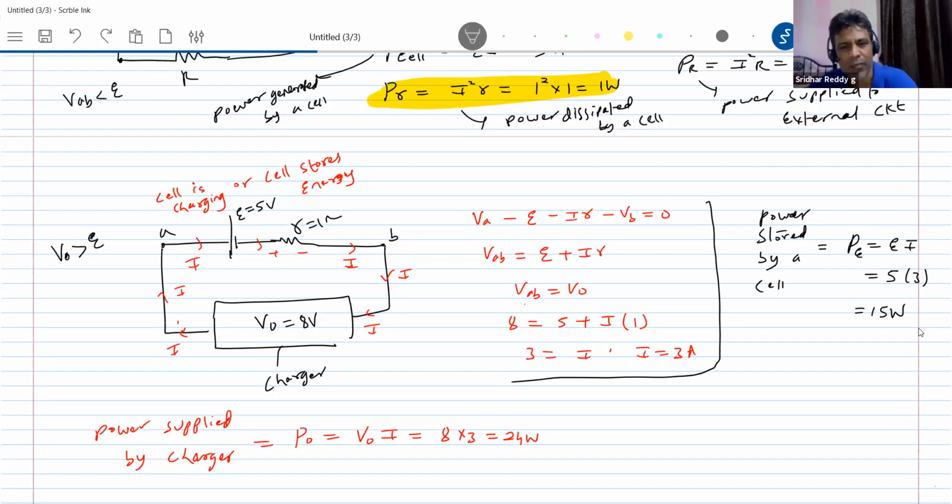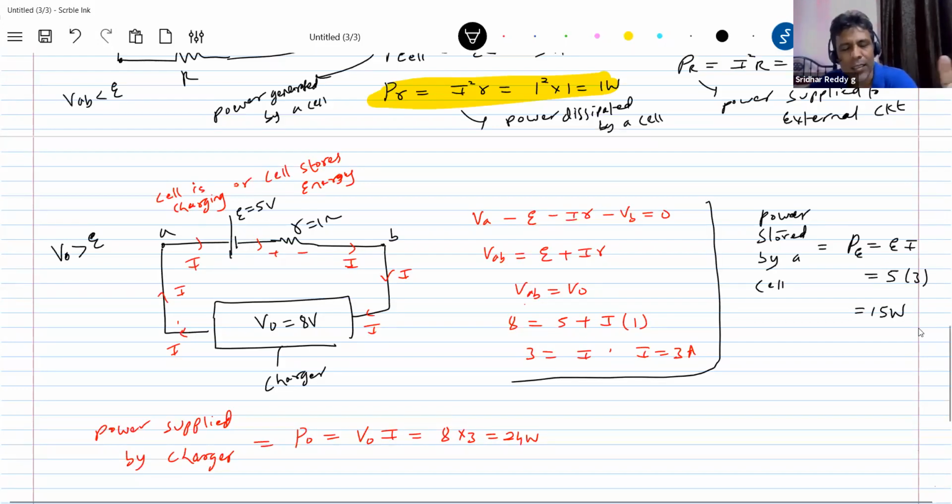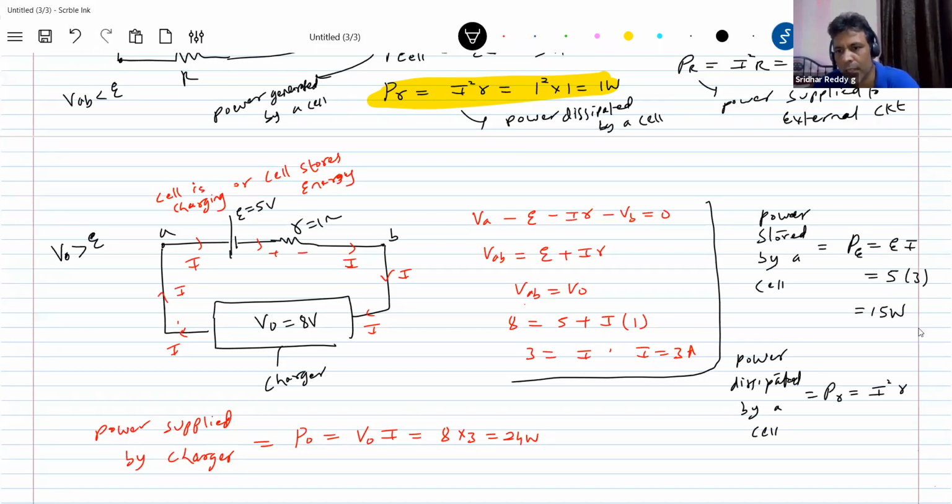Where did that 9 watt go? The 9 watt is eaten by the cell itself. So power dissipated by a cell should be equal to I squared R, you write it. So this should be equal to how much? I square R: 3 square into 1, 9 watt.